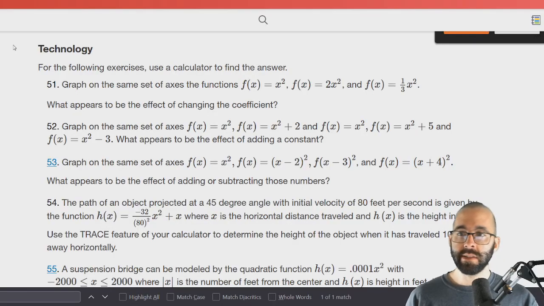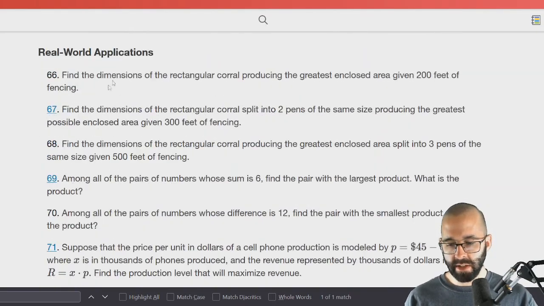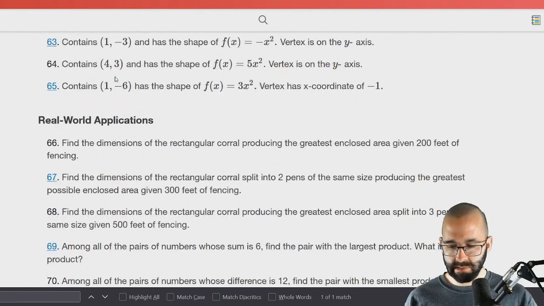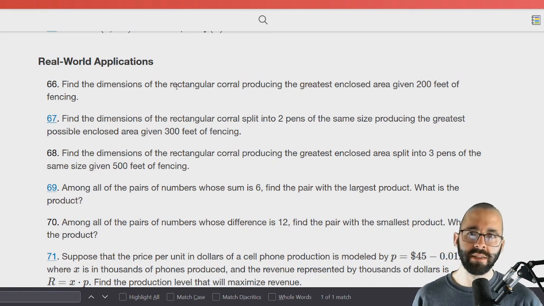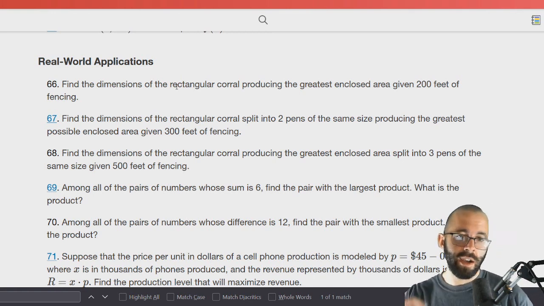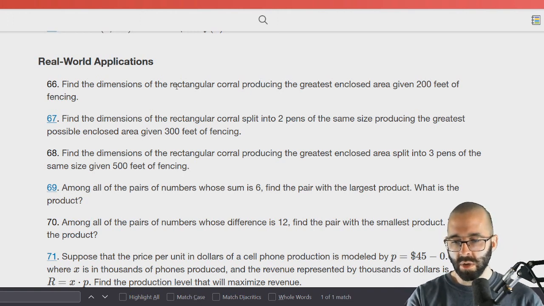Number 66 says it wants us to find the dimensions of the rectangular corral producing the greatest enclosed area, given that we have 200 feet of fencing. So logically, you may already know the answer to this problem, but I want to show the process with a simpler version of the problem, and then let's do harder problems to solve these, okay? So dimensions of the rectangular corral producing the greatest area given 200 feet of fencing.